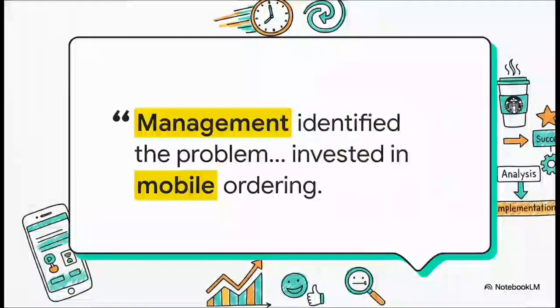Just look at Starbucks as a prime example. During those insanely busy morning rushes, their management didn't just cross their fingers and guess. They identified the bottleneck and systematically invested in mobile ordering and digital payment systems. The result, as you can see, shorter waiting times, way better customer experience, and higher sales. It brilliantly illustrates how global giants perfectly execute this 8-step process in the real world.